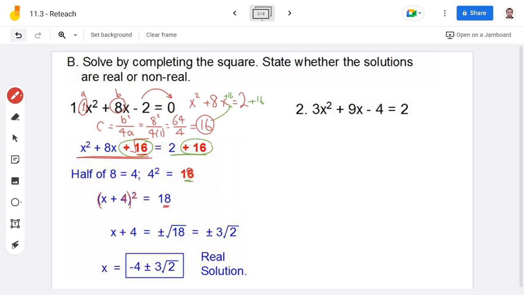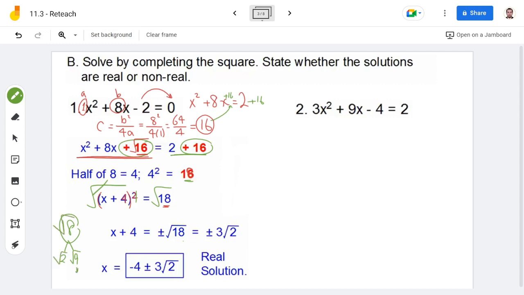Now what I have to do to remove the square, I have to take the square root of both sides. So the square will cancel the square root. So x + 4 is equal to positive or negative square root of 18. Now what are the factors of 18? We have the factors of 18, 2 and 9.